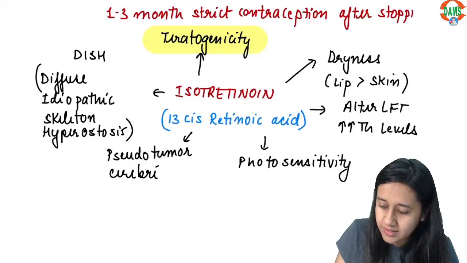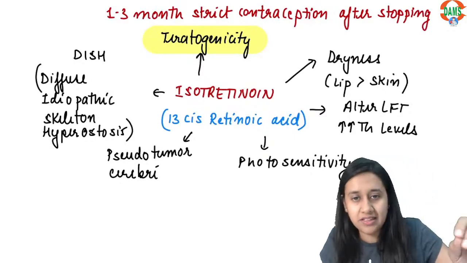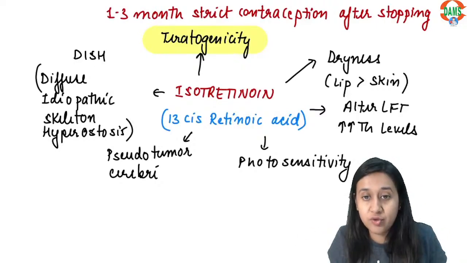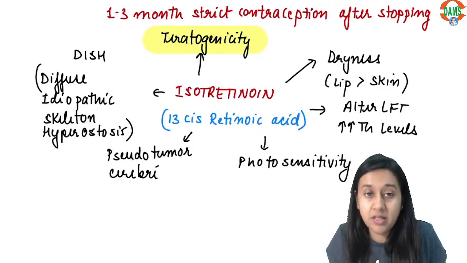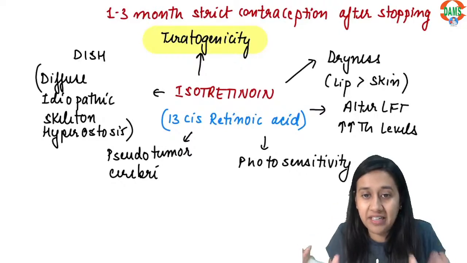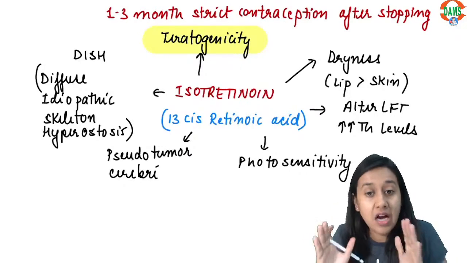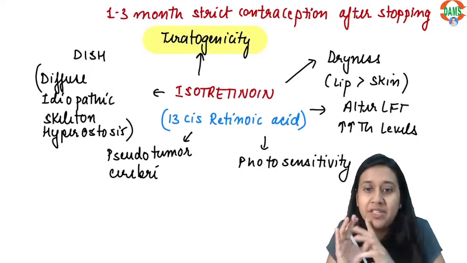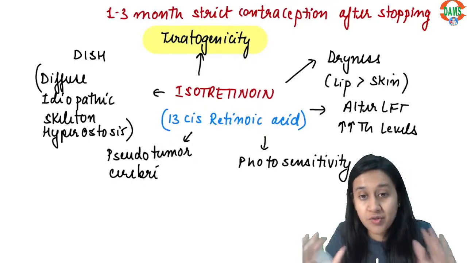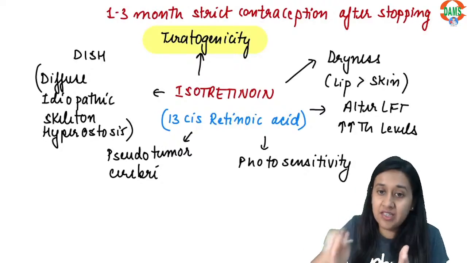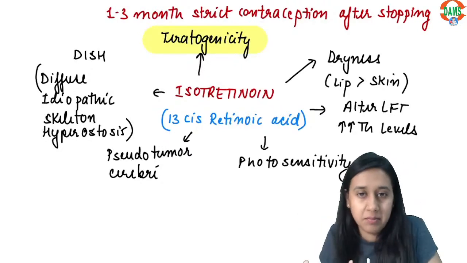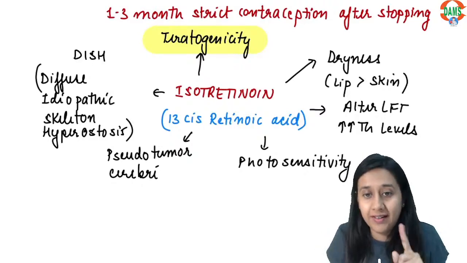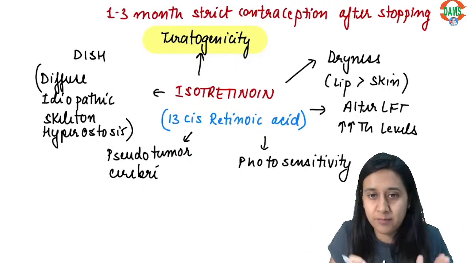Students always ask me, ma'am, if 1 month is also given and 3 months is also given in the options, what do we have to choose? So please remember, the 1 month period is a very risky period after stopping the drug. And that is why at least for 1 month, there should be strict contraception. But if they're asking you a range, then up till 3 months, the risk remains in the body. So if you have to pick between 1 and 3, then pick 1 month as your best possible answer.